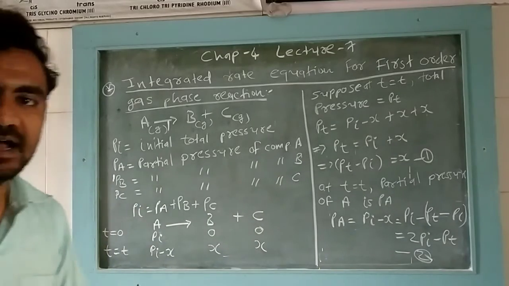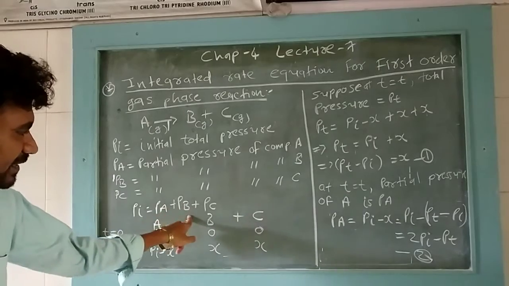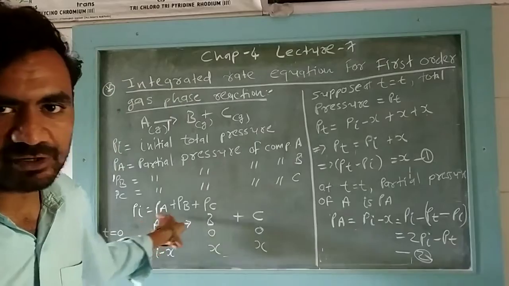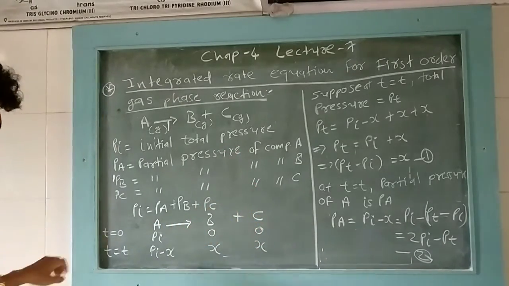Now by Dalton's law we can say that Pi is equal to Pa plus Pb plus Pc. Total pressure is equal to the sum of partial pressures. That is Dalton's law.